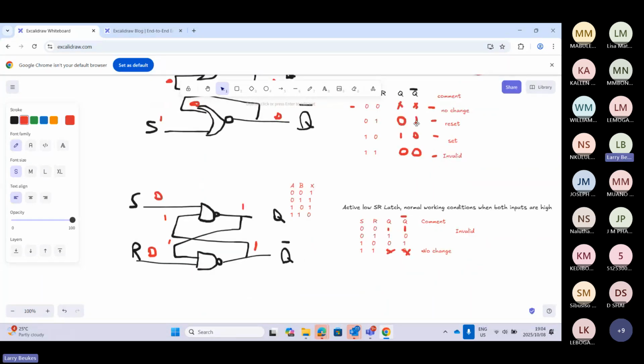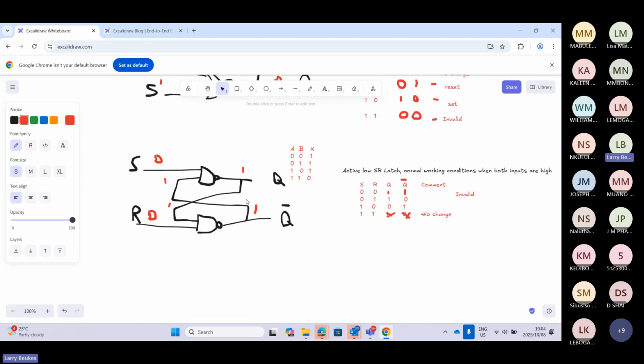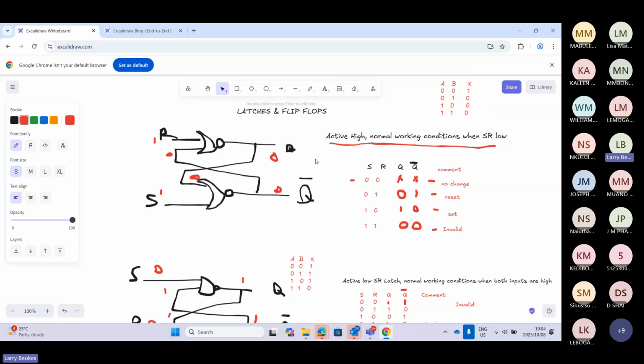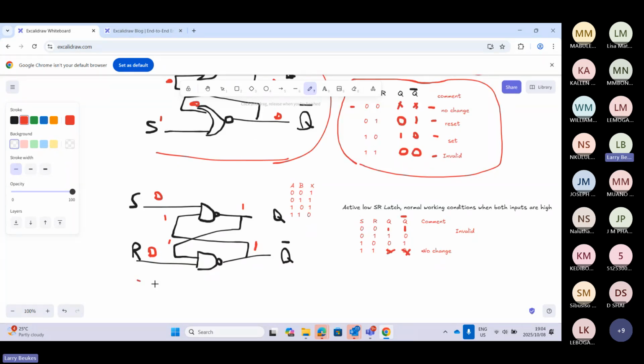So just make sure that when you read the question, if they're asking for active high, know that you're going to use NOR gates. If they're asking for active low, know that you're going to use NAND gates. The most important thing here is this. The explanation you will see now when we do the flip-flops, it's this. You need to know how to draw this, right? Then you just need to know this truth table, right? Only this and this. Then you are done with your lectures.